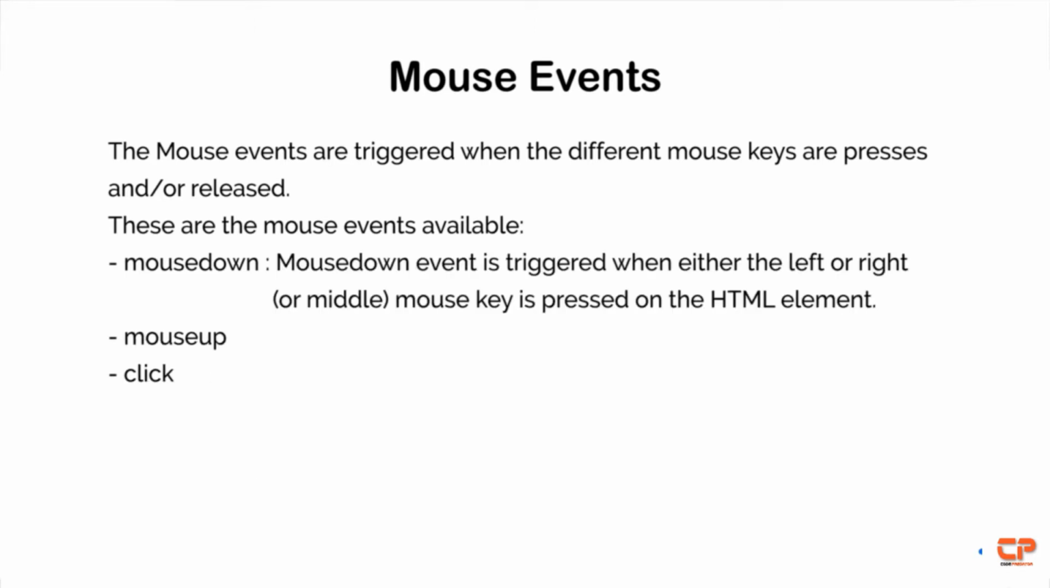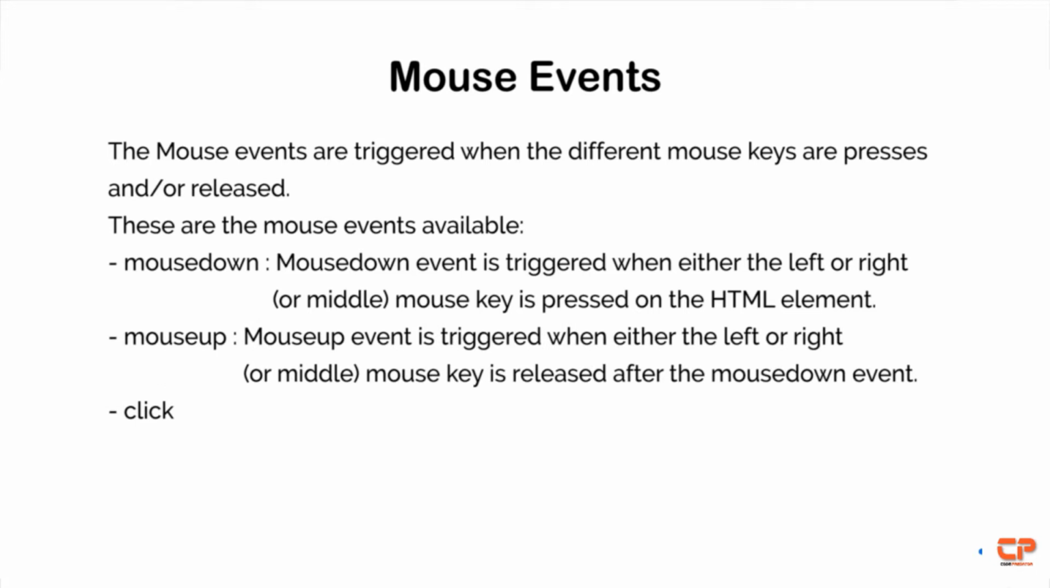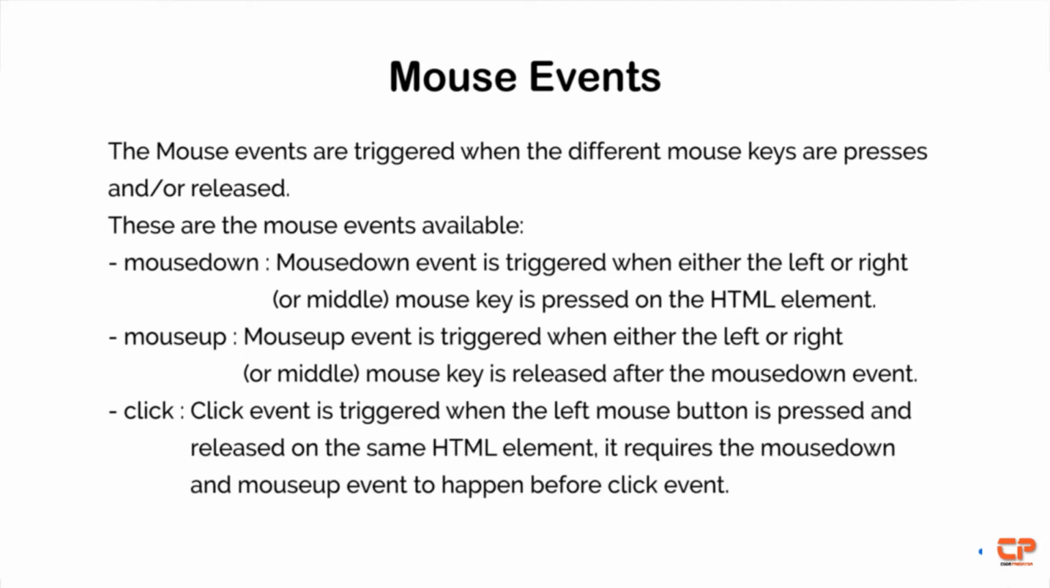Check it out. Mouse down event is triggered when either the left or right or middle mouse key is pressed on an HTML element. Mouse up event is triggered when either the left or right or middle mouse key is released after the mouse down event. Click event is triggered when the left mouse button is pressed and released on the same HTML element. It requires the mouse down and mouse up event to happen before click event. So the normal trigger order is first on mouse down, then on mouse up, and then on click is triggered.